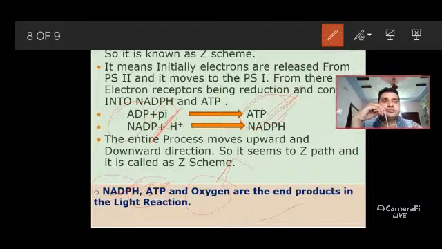In the light reaction, chlorophyll pigments are involved, and water is involved in the second step, that is photolysis of water. Apart from that, light is also used in this light reaction. Among the four major factors, three are already involved here, and only one factor has to be involved in the dark reaction.